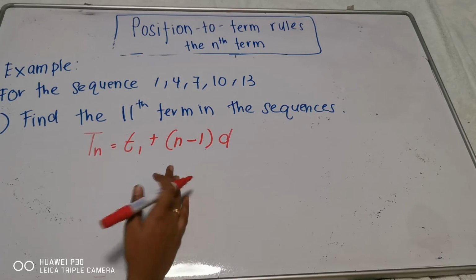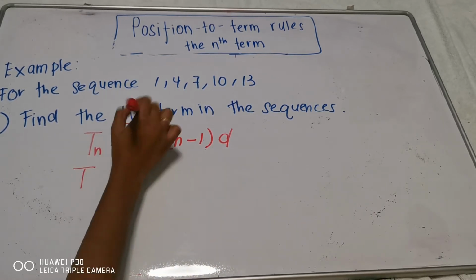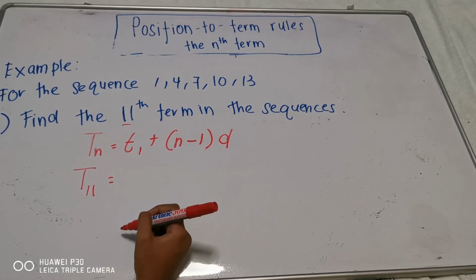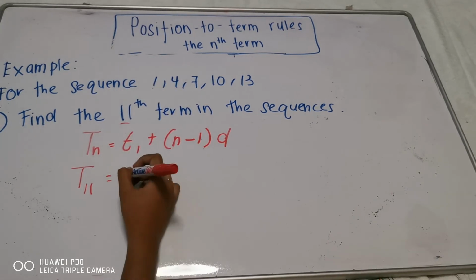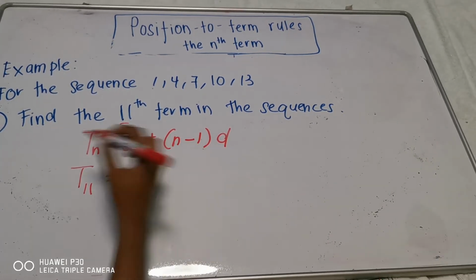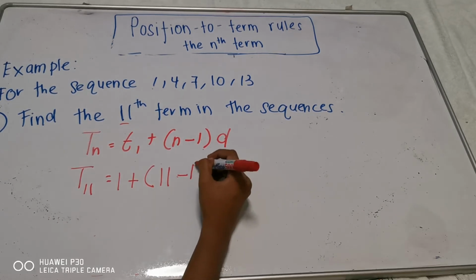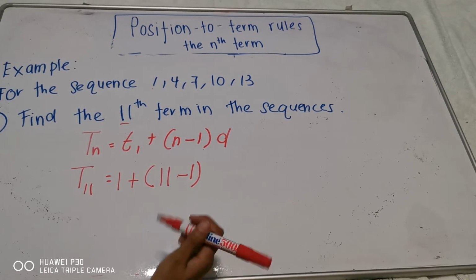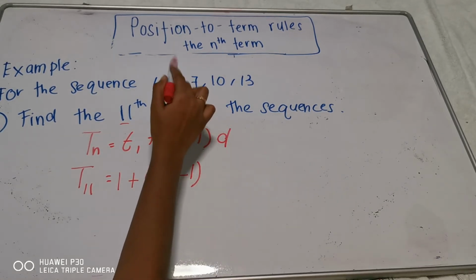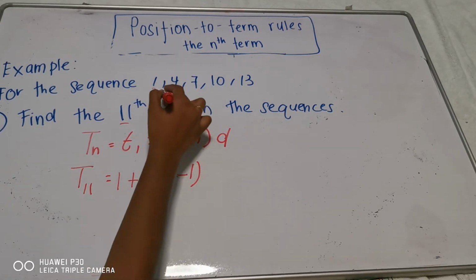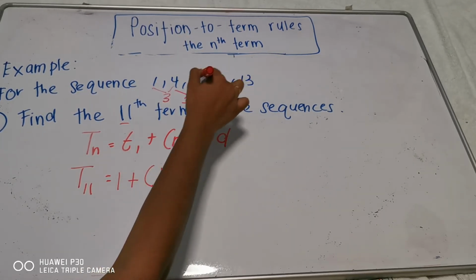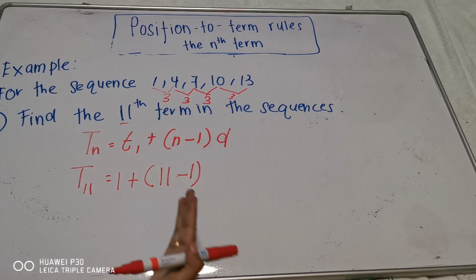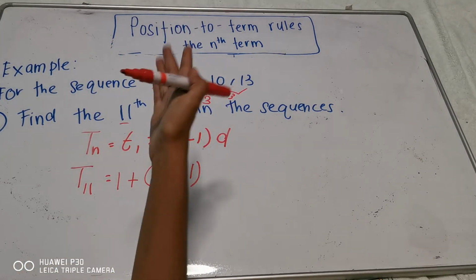So Tn will be the number of the term that we need to find, which is the 11th term. So T11 equals T1, the first term given in the sequence, which is 1, plus n, the number of the term, 11 minus 1, d. What is d? d will be the common difference in a given sequence. The common difference we can find by subtracting the first term from the second term, which is 4 minus 1 equals 3, 7 minus 4 equals 3, 10 minus 7 equals 3, 13 minus 10 equals 3. So this is what we call the common difference in the given sequence.